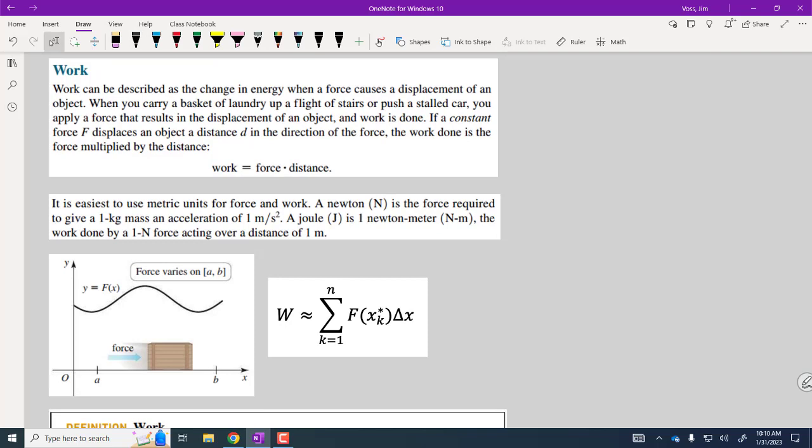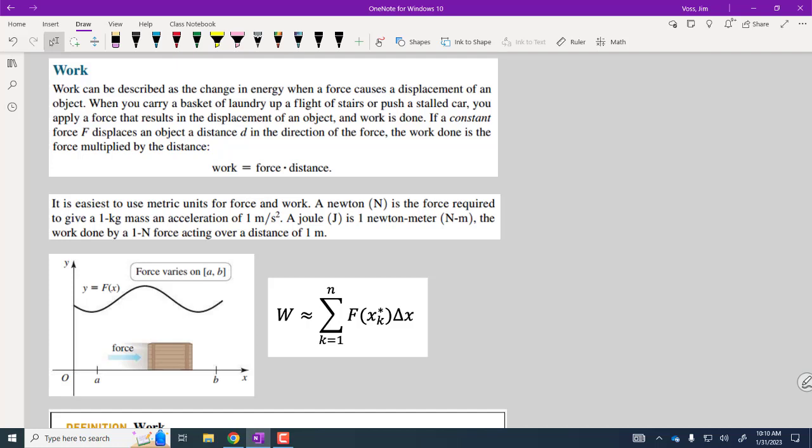So the basic concept is that work is force times distance. Force is going to be measured in pounds if we're in the imperial system. What do we call that system? I don't even know. Metric and imperial. So imperial is pounds.